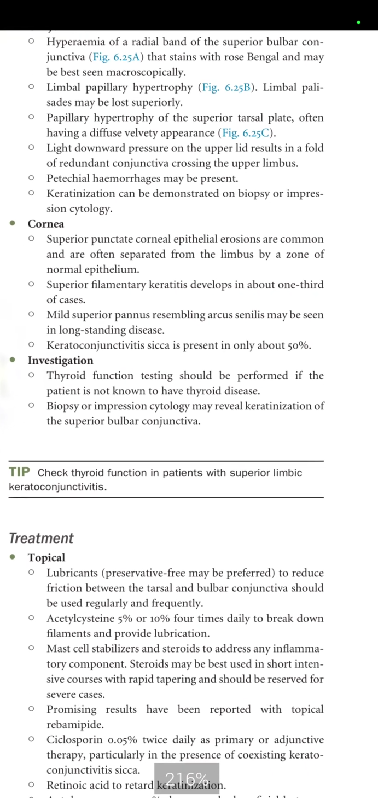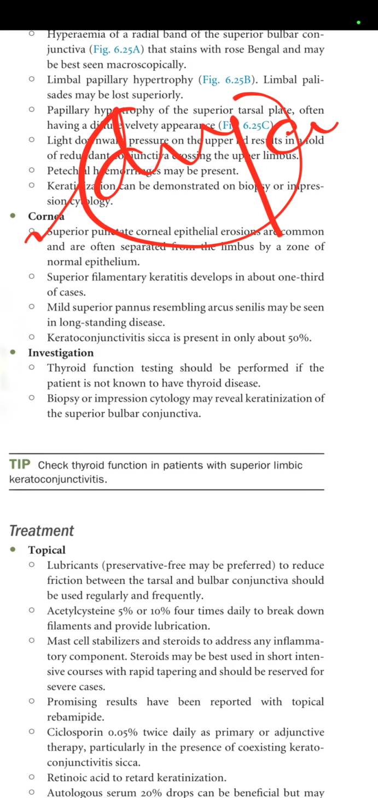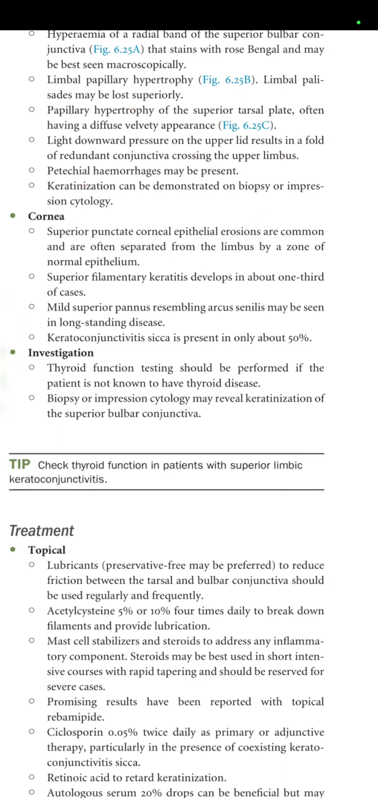A mild superior painless pannus resembling arcus senilis may be seen in long-standing disease. Keratoconjunctivitis sicca is present in about 50%. So basically, the dry eye affects the cornea, and signs appear on the cornea. So there can be corneal erosions, there can be filamentary keratitis, and there can be keratoconjunctivitis sicca.